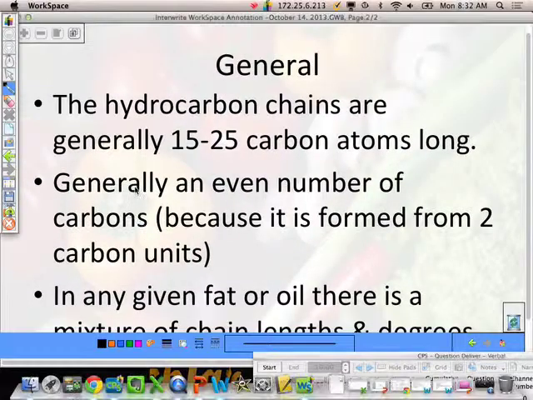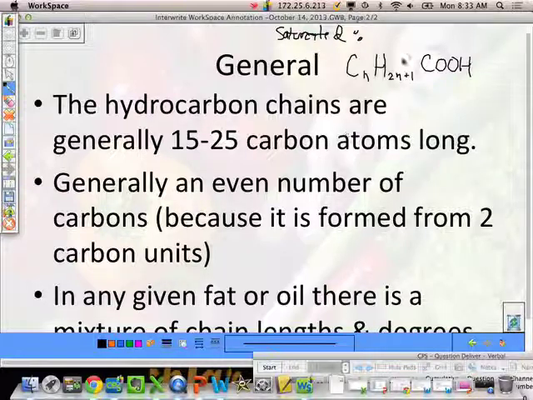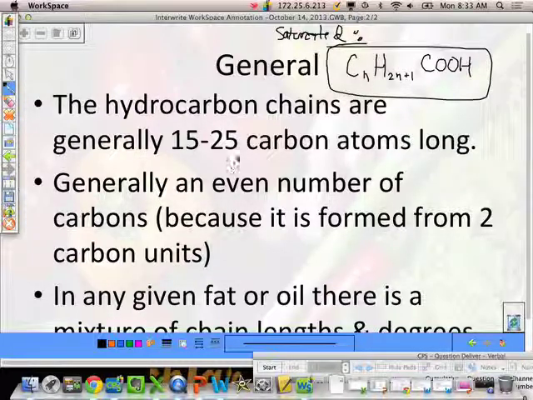And in general, if we have a saturated lipid, we're going to have the general formula of CnH2n+1COOH. That's my general formula for a saturated hydrocarbon. So you might see questions asking how many double bonds there are in a specific lipid, and you can figure that out because you can figure out how it differs from this general one where there's no double bonds.